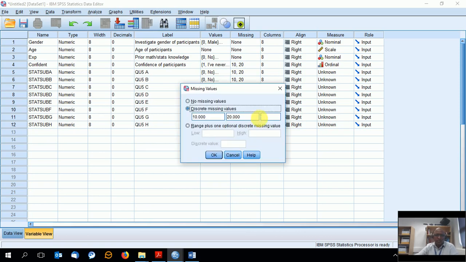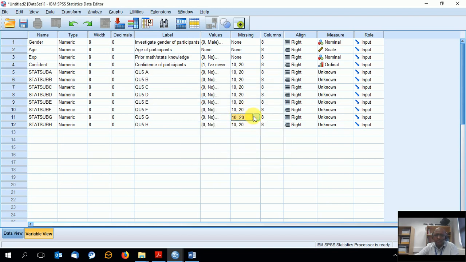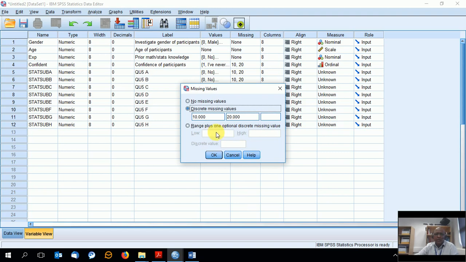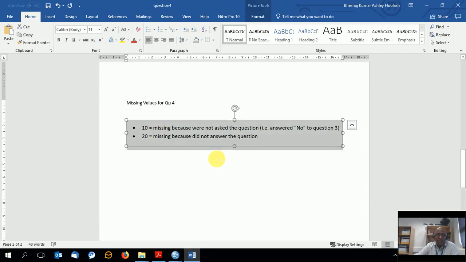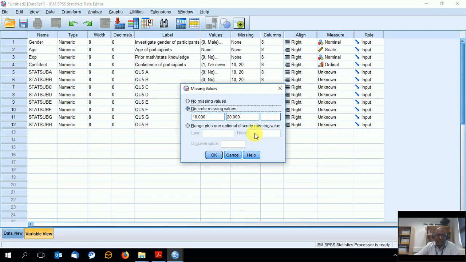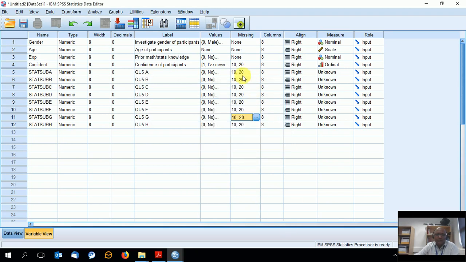Right, let me just choose one and see. Okay, so this basically means that on a piece of paper, there you go, missing because there was no answer because the participant answered no to question number 3. And the second reason could be that the person just didn't bother. Right, so that's for the missingness.